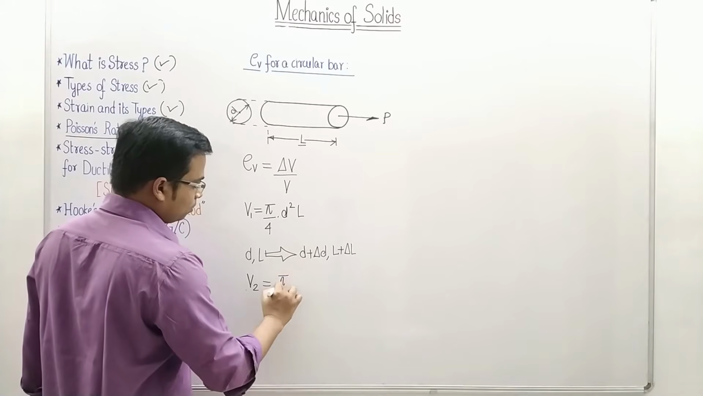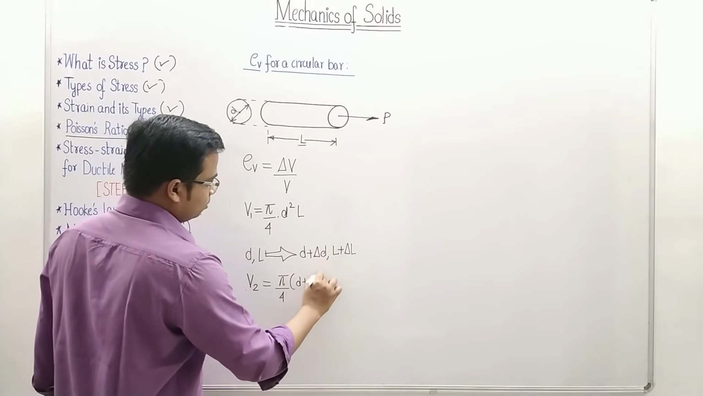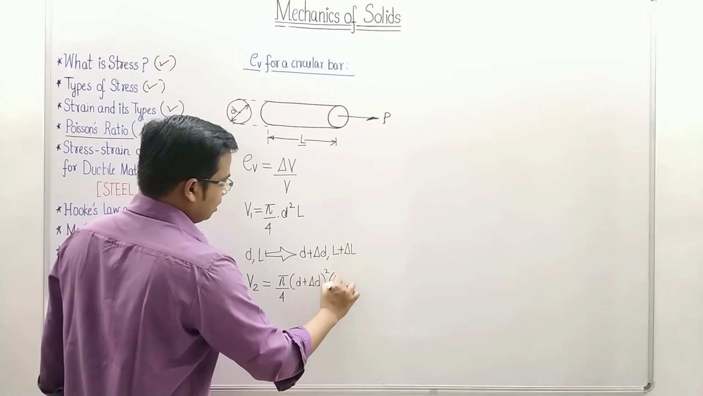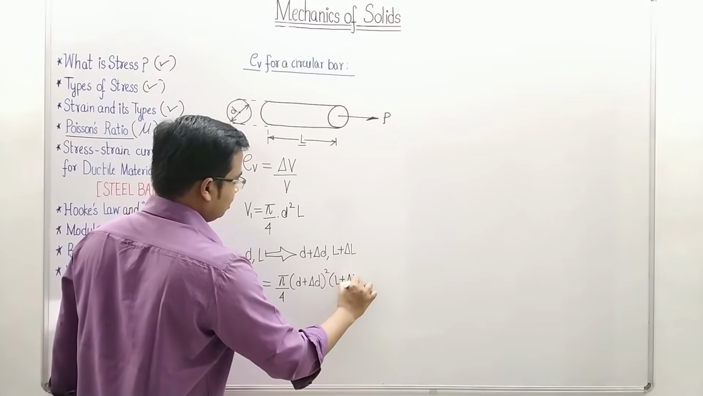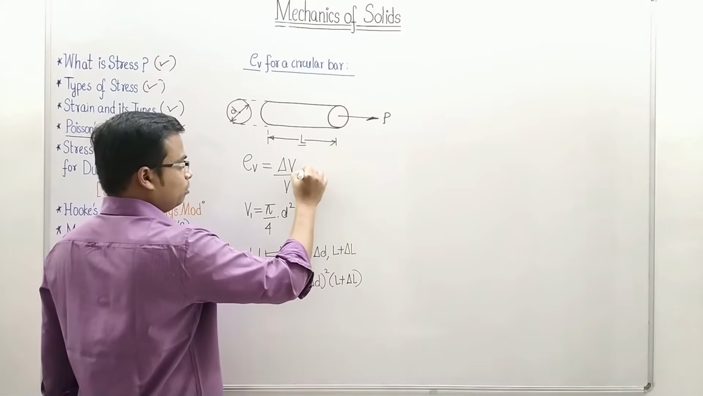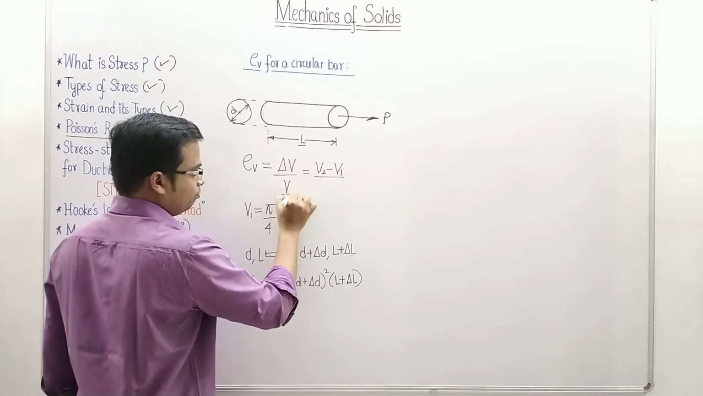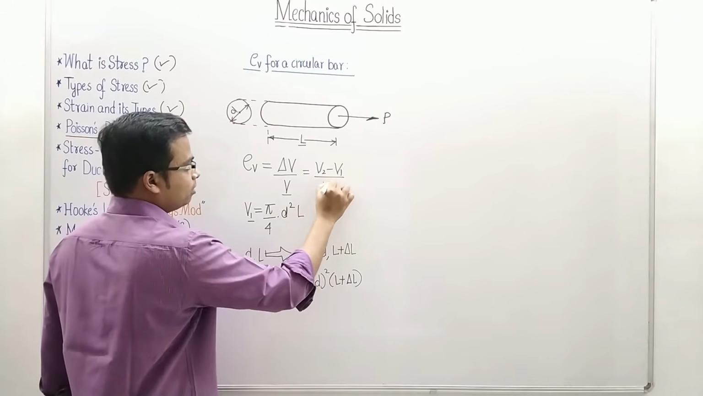Pi by 4, D plus delta D squared into L plus delta L. So this is exactly how you can express it. Okay, so delta V will be equal to what? V2 minus V1, and this is the original volume V. Original volume is what? V1.